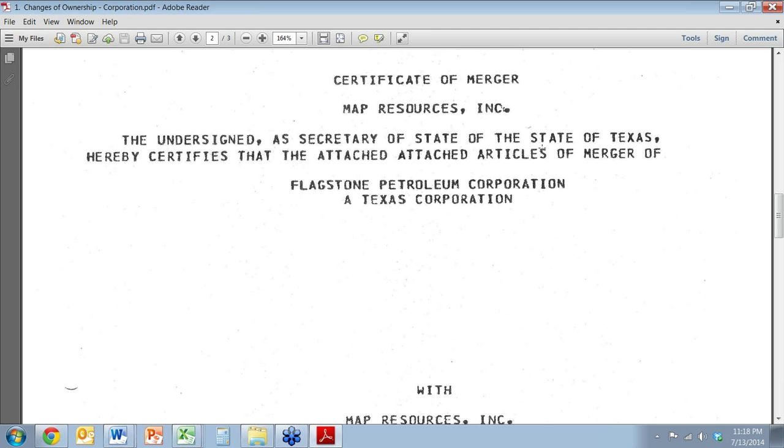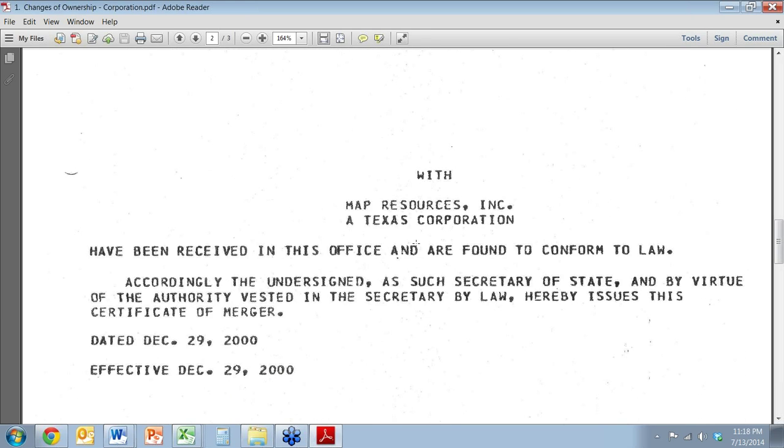Okay, then we look at the State of Texas, Secretary of State, Certificate of Merger, Map Resources, Inc. The undersigned Secretary of State of the State of Texas hereby certifies that the attached Articles of Merger of Flagstone Petroleum Corporation. Again, this is exactly how my records should be set up. Flagstone Petroleum Corporation, a Texas corporation, with Map Resources, have been received in this office and are found to conform to law. Accordingly, the undersigned, as such Secretary of State, now I'm going to assume that the Secretary of State of Texas verified that this guy was the secretary and had the authority to execute this certificate of merger.